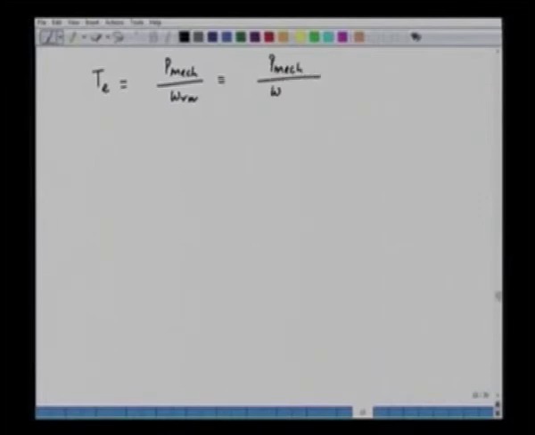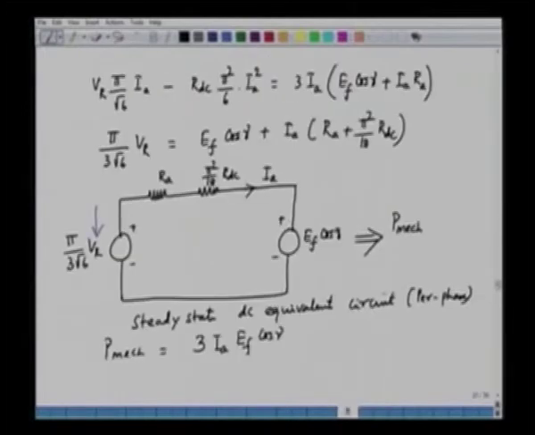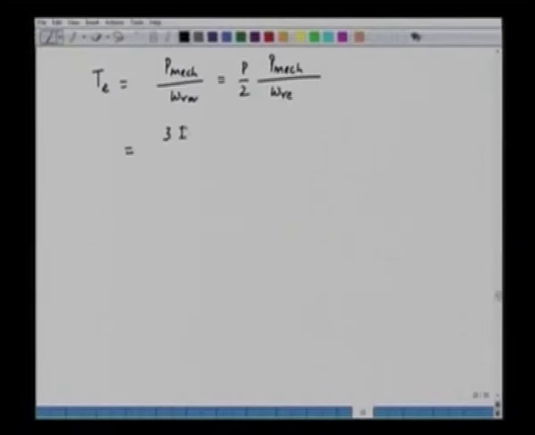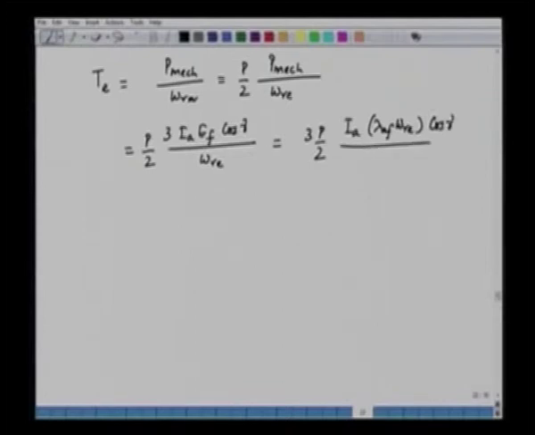We can replace that by the electrical speed divided by pole pair. So, we can multiply this equation by P by 2, and P by 2 is the pole pair, because P is the number of poles, and we can substitute the value of P mechanical. The P mechanical is 3 IA EF cos gamma. So, 3 IA EF cos gamma by omega re, and we multiply that by P by 2, then we can say that this is 3 P by 2 into IA, and the induced EMF we can replace by lambda AF, the field flux linkage, into omega re into cos gamma, divided by omega re.